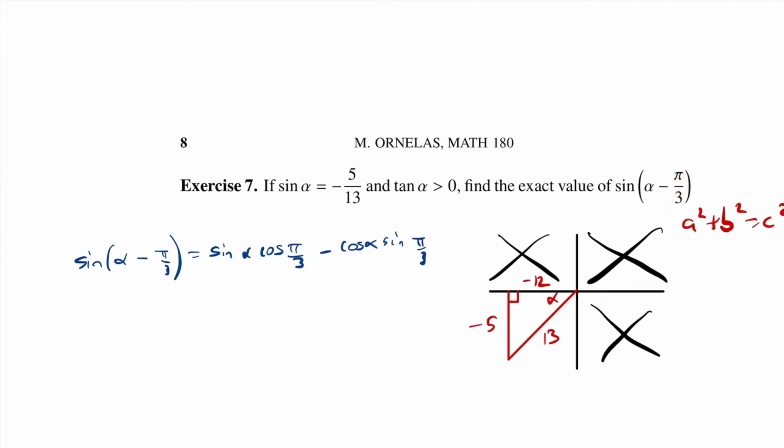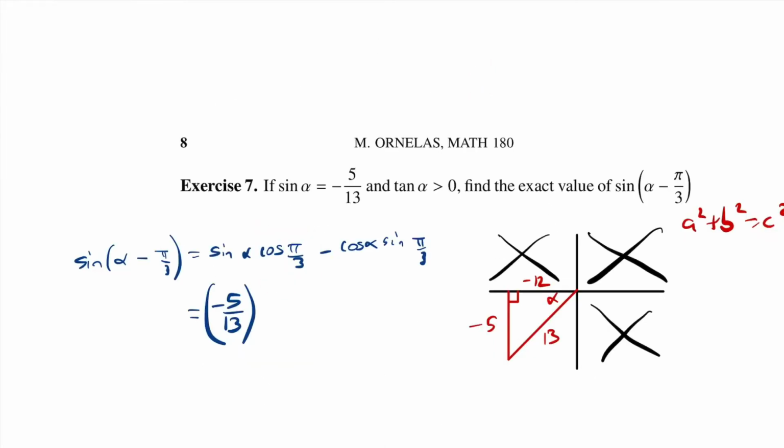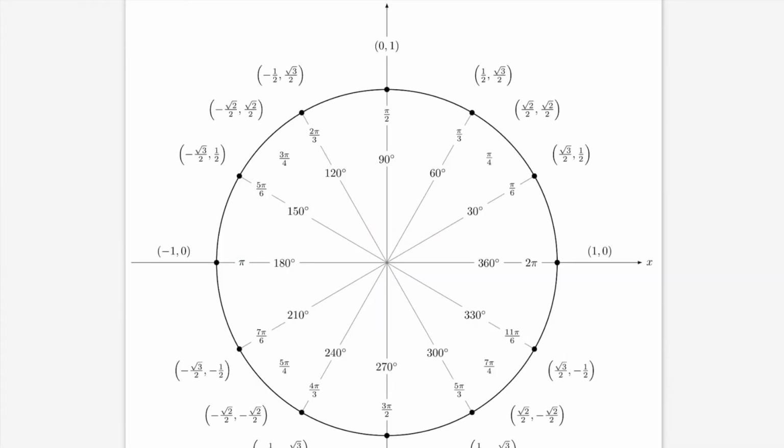All right, so let's see. For the first sine alpha, we use our triangle, opposite over hypotenuse, or you can see it's already given to us. So negative 5 over 13. Cosine of pi over 3, we know that from our unit circle, cosine of pi over 3 is 1/2. Minus cosine of alpha, we use a triangle, adjacent over hypotenuse. And finally, sine of pi over 3, unit circle, the y-coordinate is radical 3 over 2.